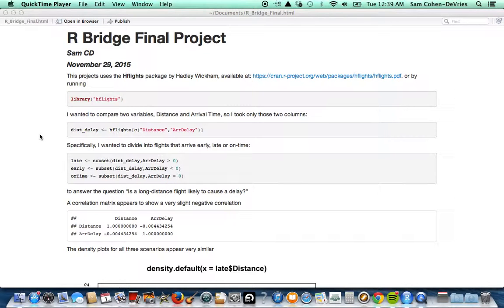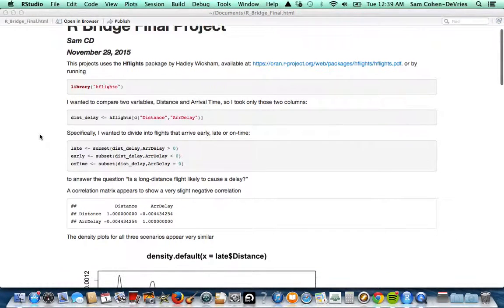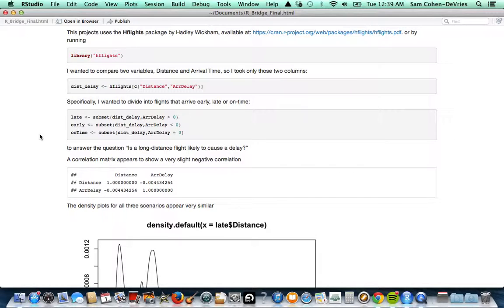The project uses the hflights package by Hadley Wickham, and this is available at this website. You can also use the install.packages function in R, which is what I used.